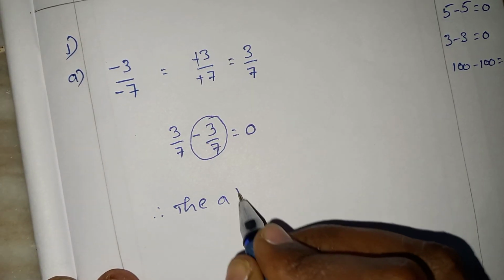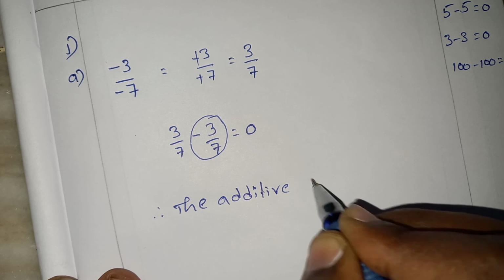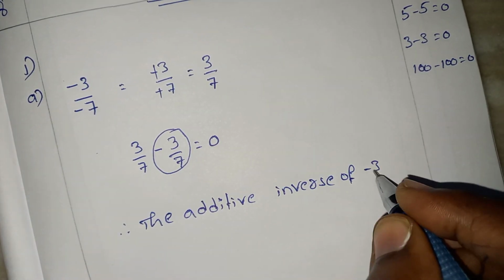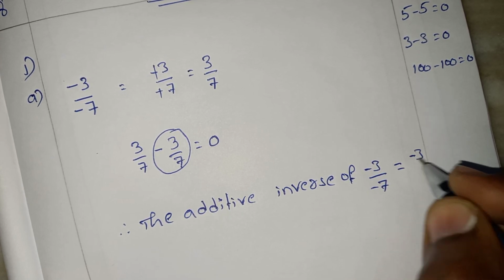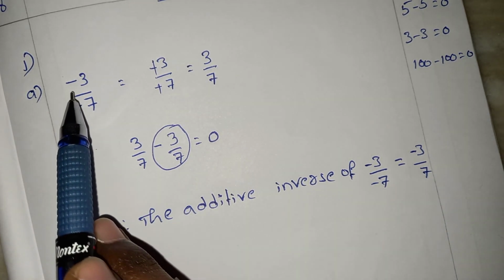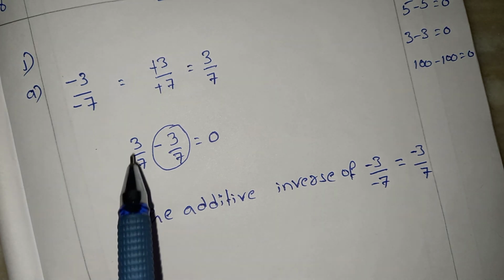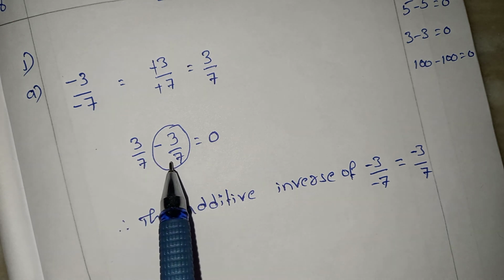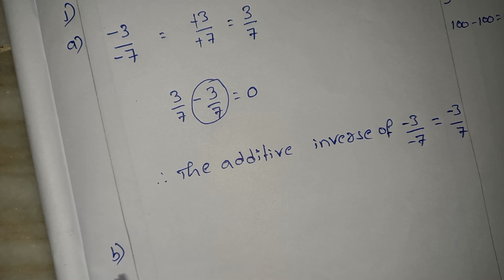So, the additive inverse of minus 3 by minus 7 is equal to minus 3 by 7. In the question they give minus 3 by minus 7, but you should not use it directly. You have to solve the question first. Then only you will get the answer. Okay. Next, I will teach B.